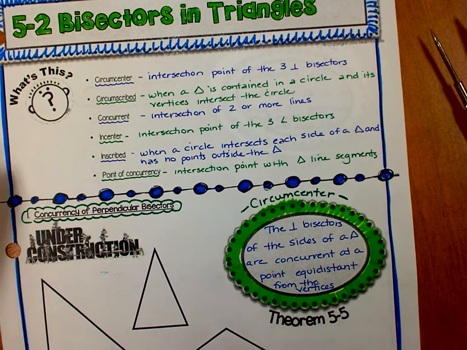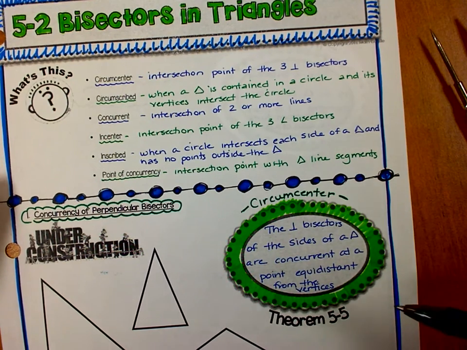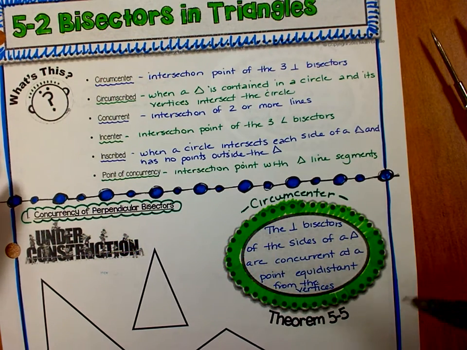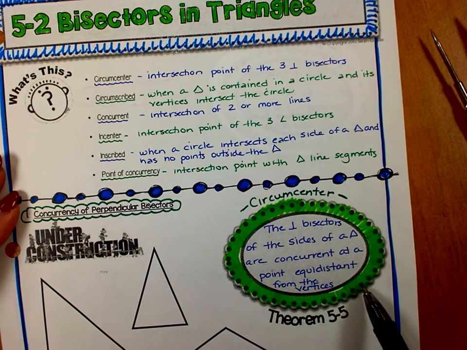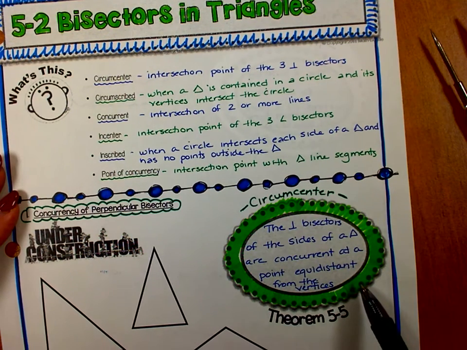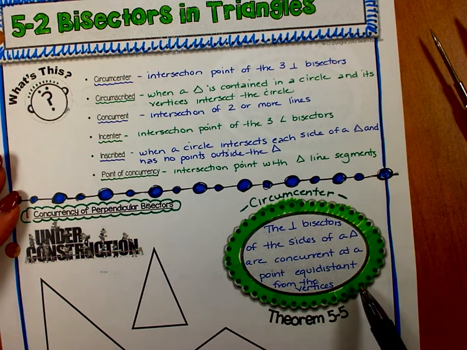Okay, Theorem 5.5 describes the circumcenter, which is where the three perpendicular bisectors intersect. It says, the perpendicular bisectors of the sides of a triangle are concurrent at a point equidistant from the vertices.